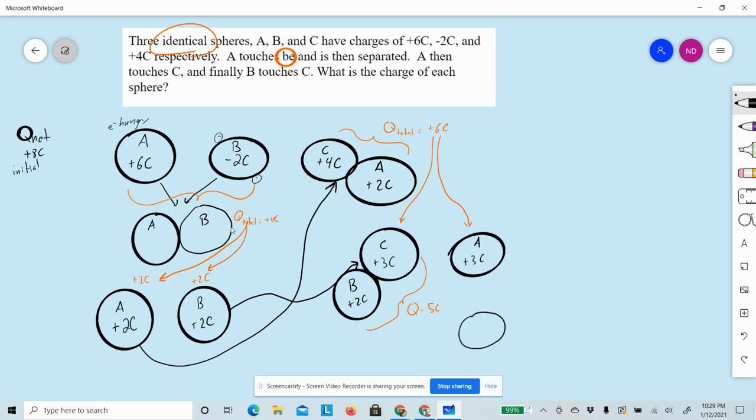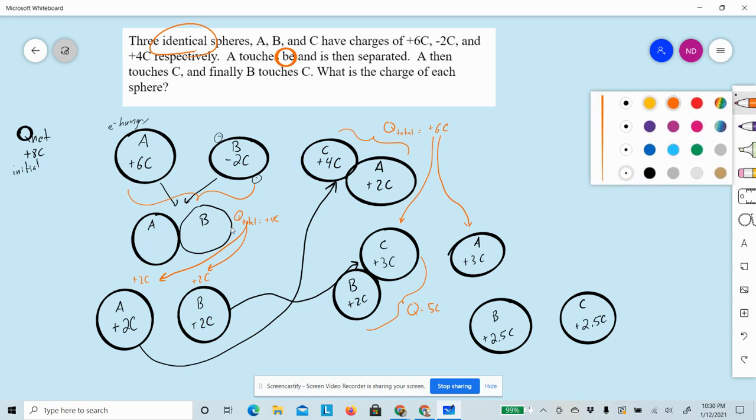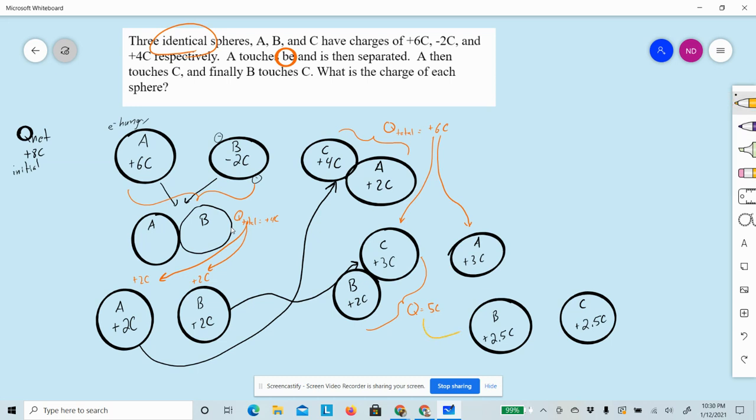And you'll end up with B and C, B plus 2.5 coulombs, C plus 2.5 coulombs, right? The 5 coulombs distributes itself evenly between those two, plus 2.5, plus 2.5.